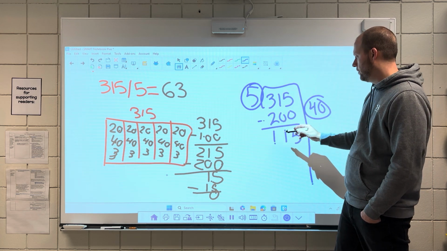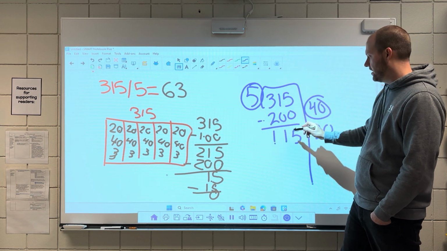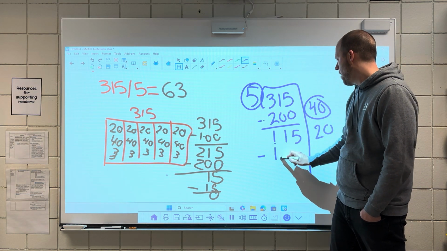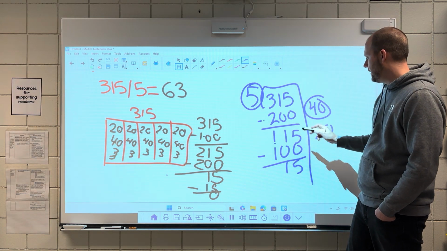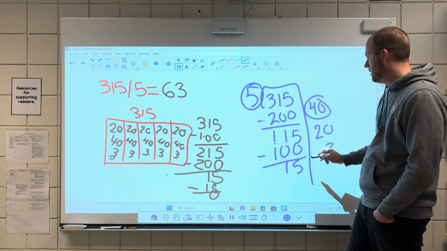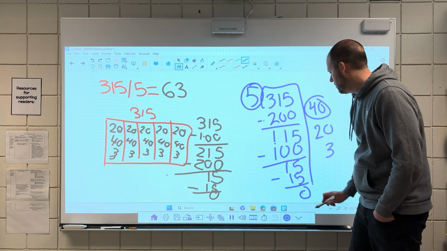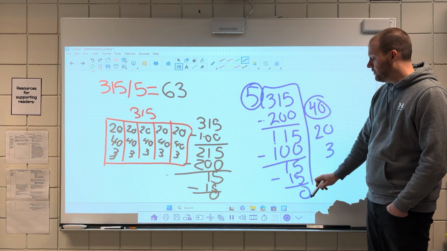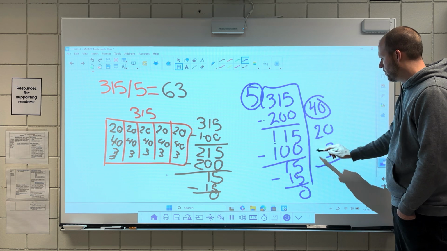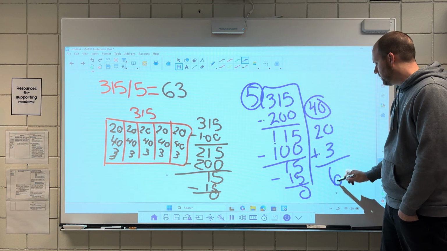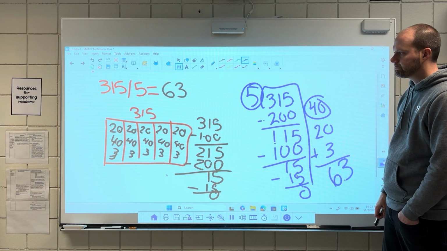How many 5s go into 115? Well, we said earlier that 5 times 20 is 100. Now I have 15 left over. How many 5s go into 15? 3. That's 15. 0 left over. So I have no remainder. Now I have 40 plus 20 plus 3 would be a total of 63, which is my answer. I don't have any remainder, so that's it.